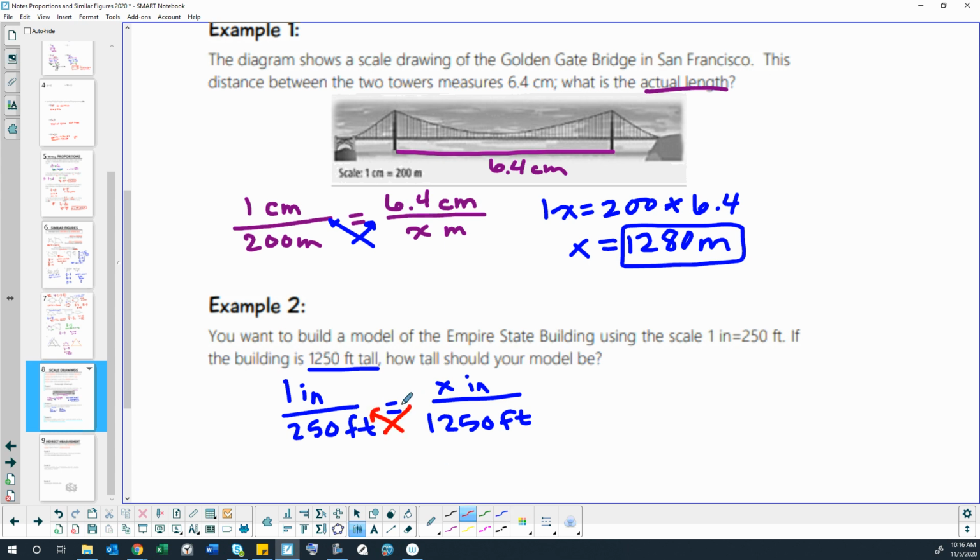Let's cross multiply. So we have 250x, 250 feet times x inches, but we're not going to worry about the units because we already made sure they matched up before we started. And then 1 times 1250, so that's just going to be 1250. Take both sides and divide by 250. That will give us our dimensions for our model. So 1250 divided by 250 is 5. So our scale model is going to be 5 inches tall.